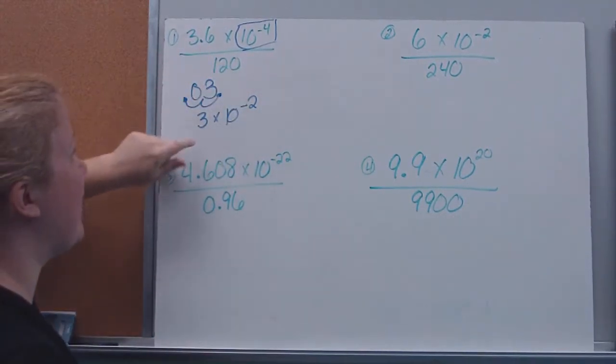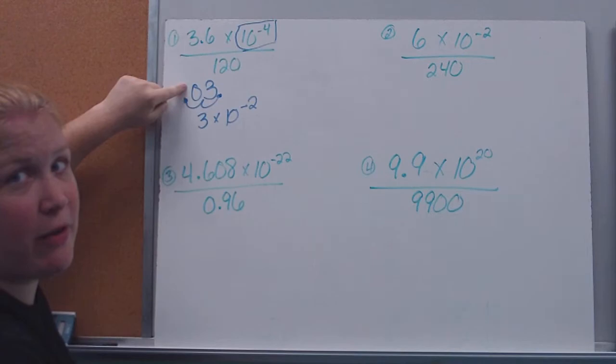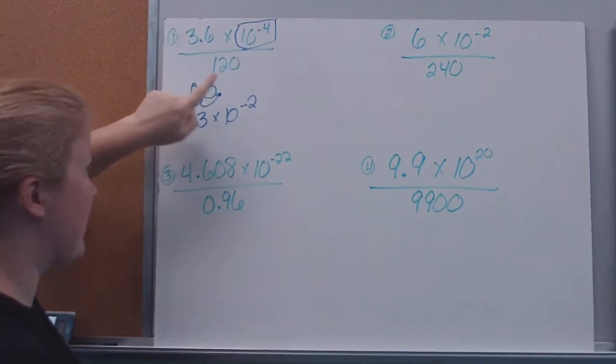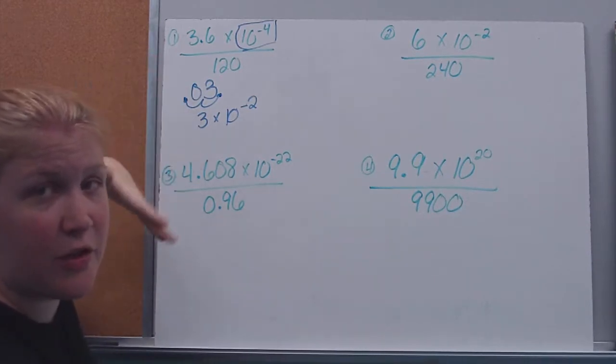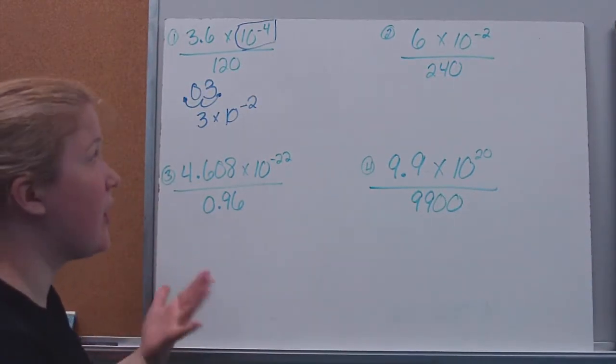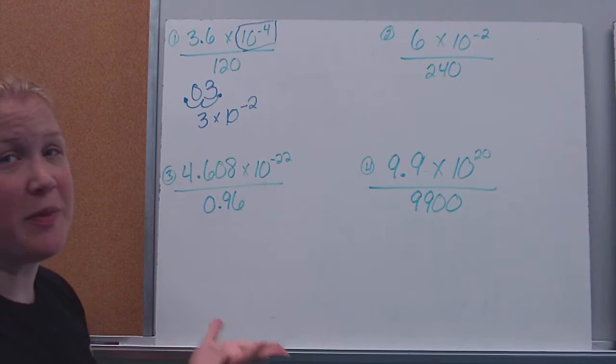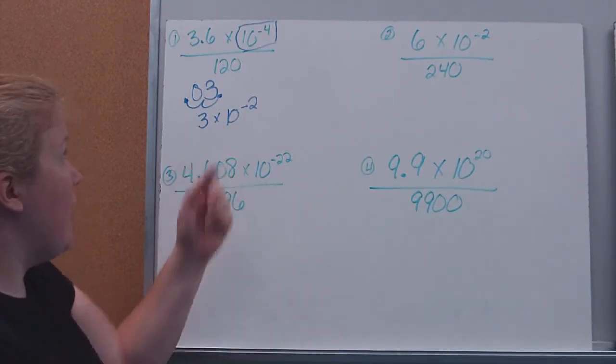Why is my exponent negative? Well, my original number was smaller. My 3 is getting smaller, so that means it needs to be a negative exponent. Again, don't feel bad if you have to go back and rewatch the other video. That's why they're there. You can watch them as many times as you need to.